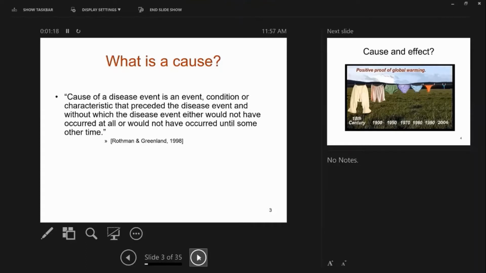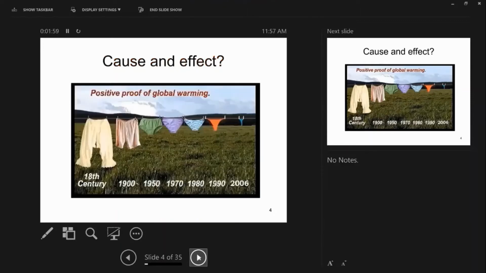Keep in mind, for a cause to be a cause, it must precede the disease event. Smoking must happen before lung cancer. Exposure to COVID must happen before the disease occurs. Temporality, time sequencing, is a very important element of causality. Secondly, the way the definition is set up is that without that cause, either the disease event would not have occurred or would have occurred at some other time. And I will talk more about the issue of a causal contrast.